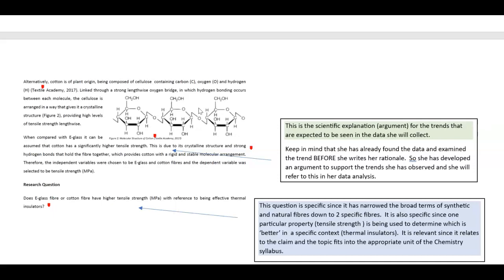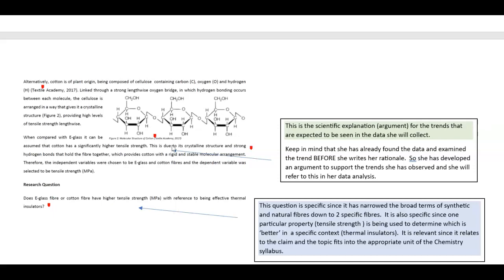She's finished her rationale with a scientific explanation or an argument for the trends that she expects to see in the data that she collects. All right, so she's written, when compared with e-glass, it can be assumed that cotton has significantly higher tensile strength. Hopefully her data is going to show that. And then she's gone on to say that this is due to the crystalline structure and strong hydrogen bonds that hold the fibre together. Don't worry about the context of this. Like, you're not expected to understand this chemistry.